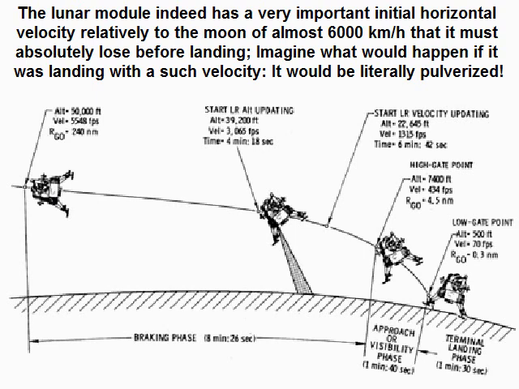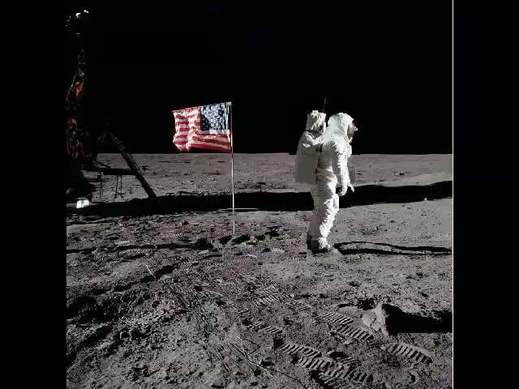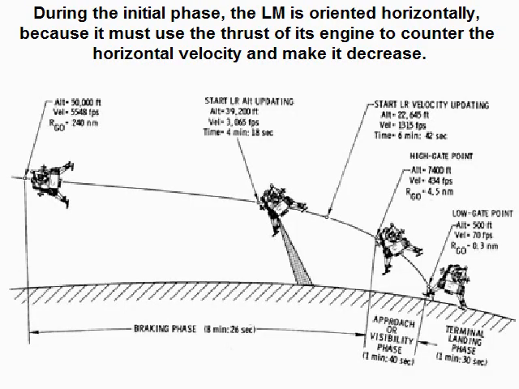The lunar module indeed has a very important initial horizontal velocity relatively to the Moon of almost 6,000 km per hour, that it must absolutely lose before landing. Imagine what would happen if it was landing with such velocity. It would be literally pulverized. During the initial phase, the LM is oriented horizontally, because it must use the thrust of its engine to counter the horizontal velocity and make it decrease.